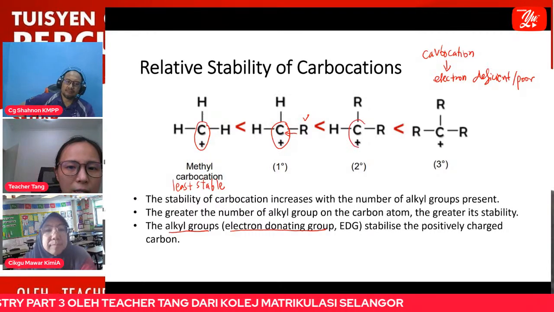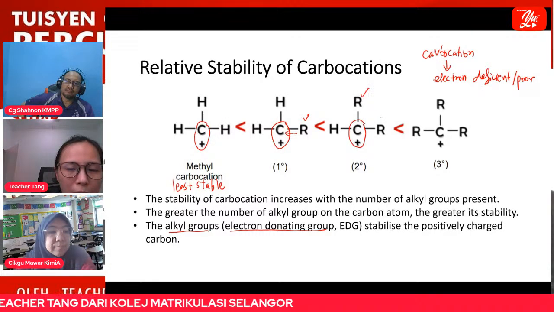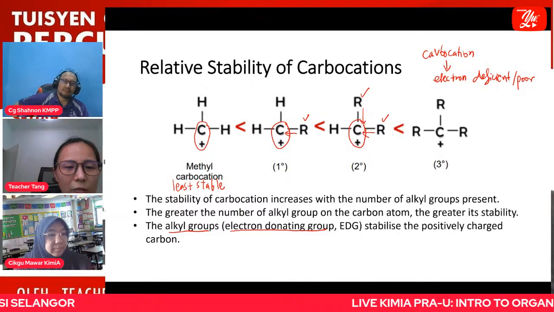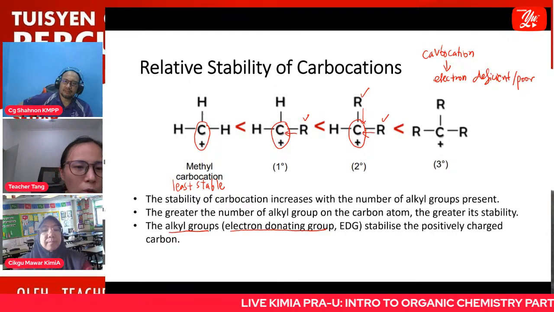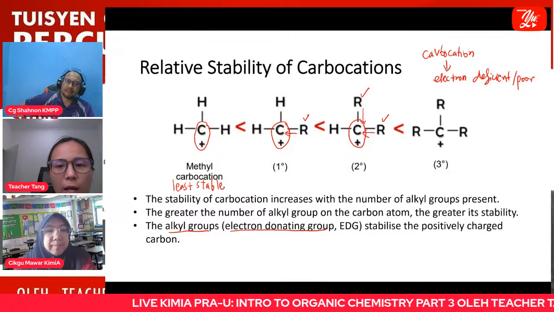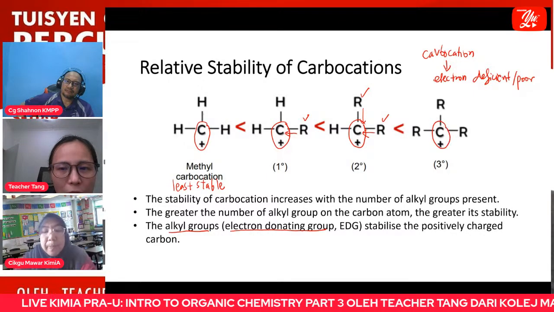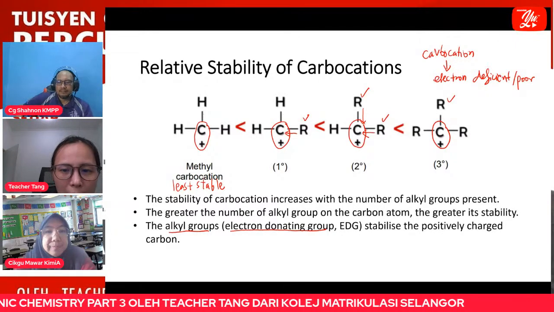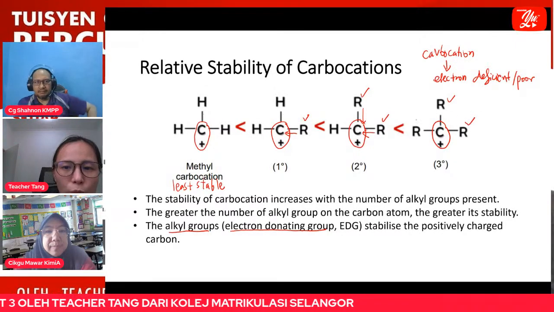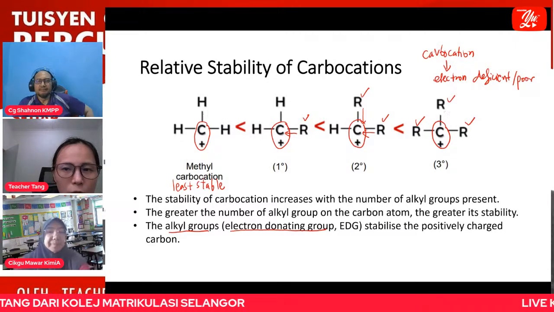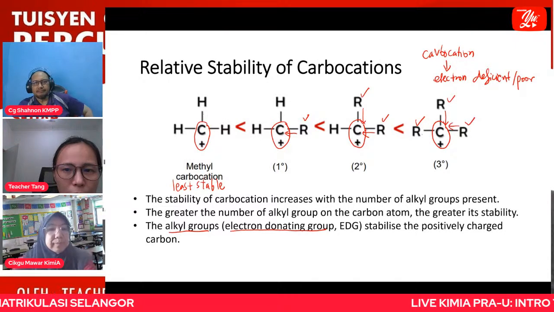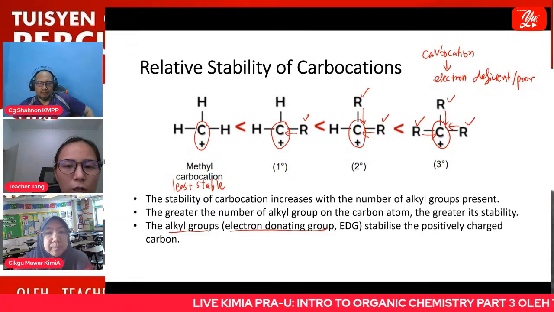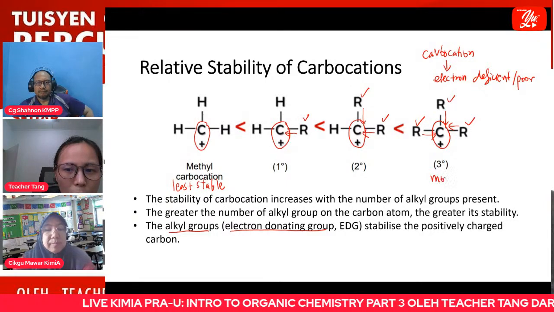Then the secondary carbocation ion is attached to 2 alkyl groups, meaning it has 2 alkyl groups to stabilize it. So therefore, the secondary carbocation ion is more stable than the primary carbocation ion. Then we move on to the tertiary carbocation ion. Why is this a tertiary carbocation ion? Because the carbon carrying the positive charge is attached to 3 alkyl groups. So 3 alkyl groups release electrons to the carbon that carries the positive charge. Therefore, the tertiary carbocation ion is the most stable.